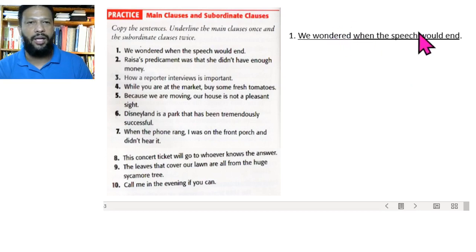It might be tricky because it uses when, and it might be taken for an adverb clause talking about time, but it is a noun clause because it answers the question what we wondered. Because if we consider it to be an adverb clause, then the speech would end would be the subordination, and that is not correct.